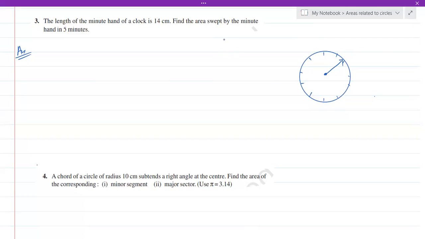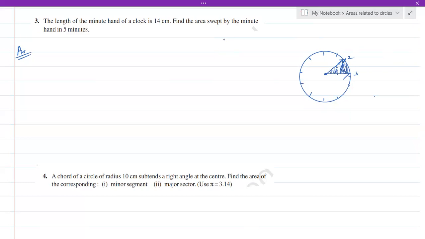Now, what we are supposed to find is the area swept by the minute hand in 5 minutes. Let's say it is at 2 now. Here it is 3. After 5 minutes, the minute hand will be here, isn't it? Now, if you observe here, it has covered some area, right? As I'm shading, that is the area that is covered. This is the area that we have to find.